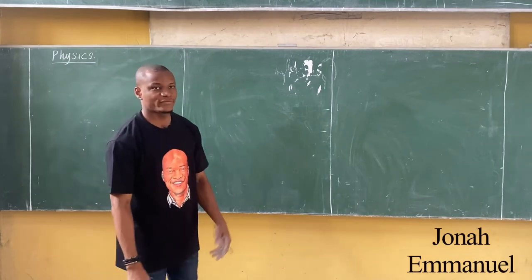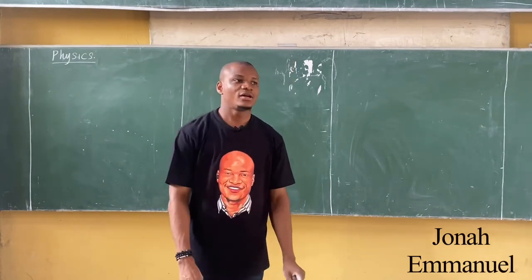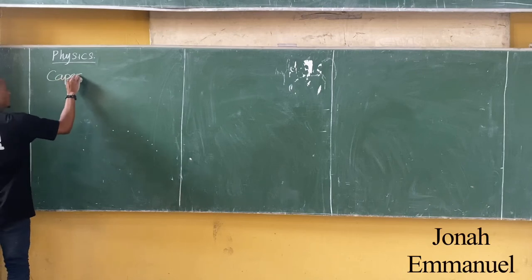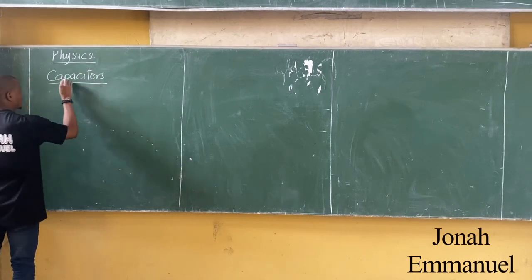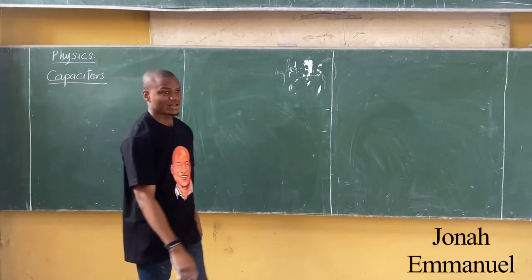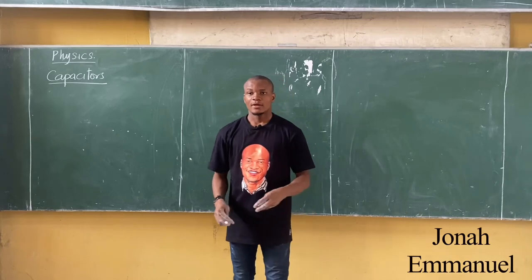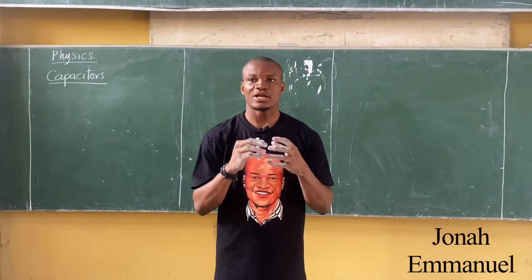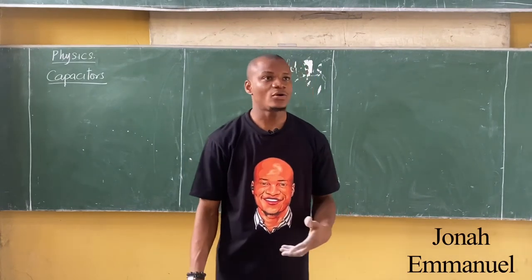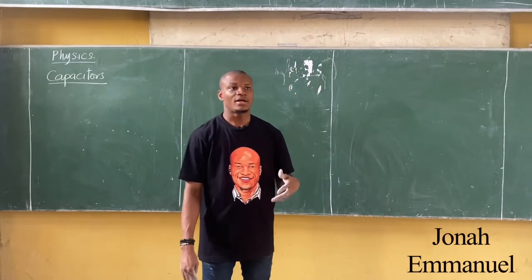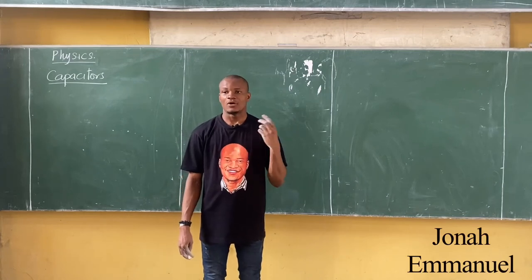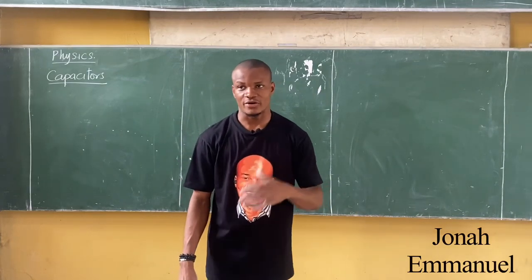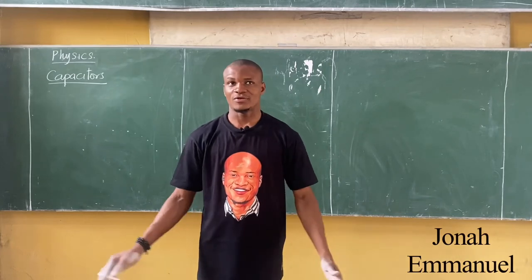Alright, so we've just looked at the first component, that's resistors. Let's look at the second component there, capacitors. A capacitor is a device used for storing electrical charges, or electrical current, or electricity, whichever one is correct.